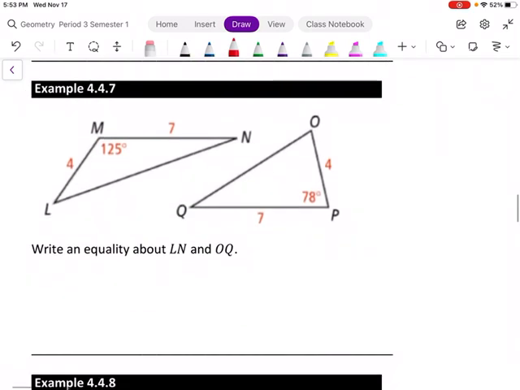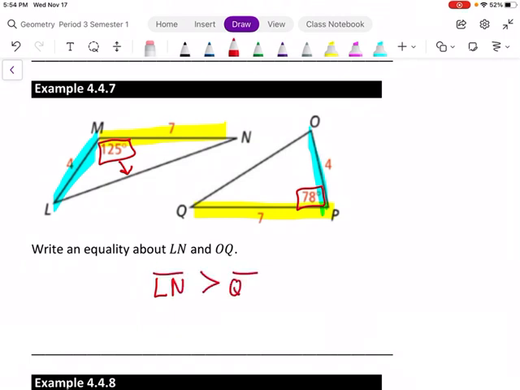Our next example, we're going to write an inequality about LN and OQ. So we know this side is 7, this side is 7, this side is 4, and this side is 4. So because we're looking at the included angle, we can again use our hinge theorem. So which one has the largest angle that is included? That would be this one. So that tells us that side across from it, LN, is going to be greater than QO. And that would be our answer.